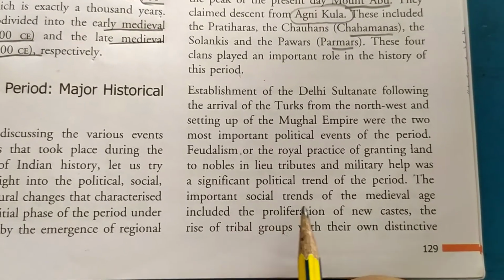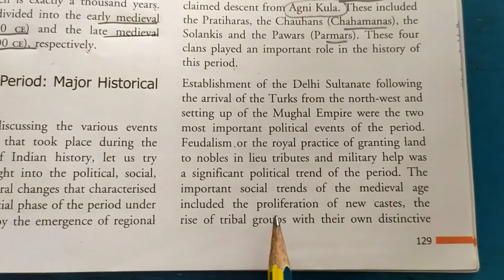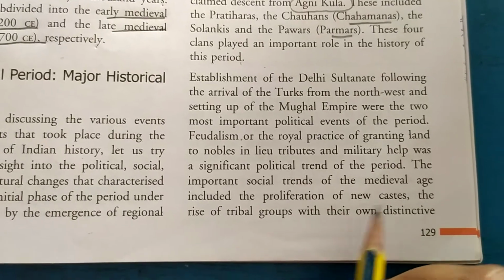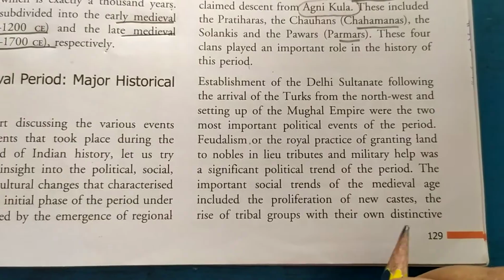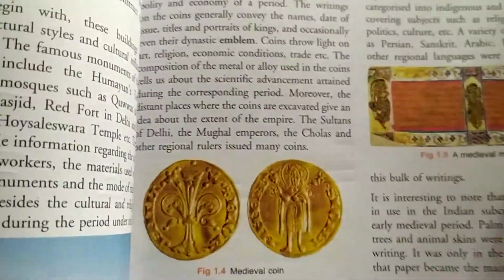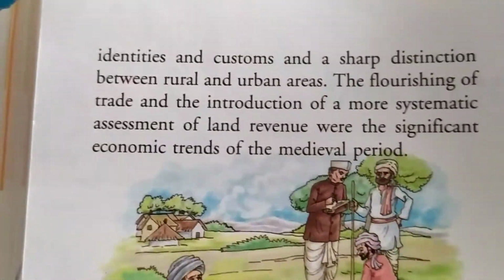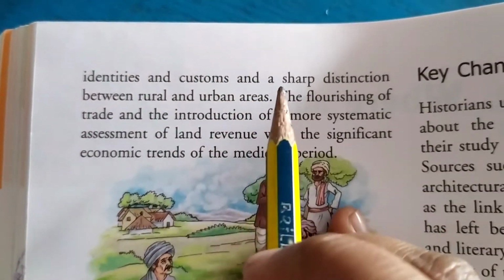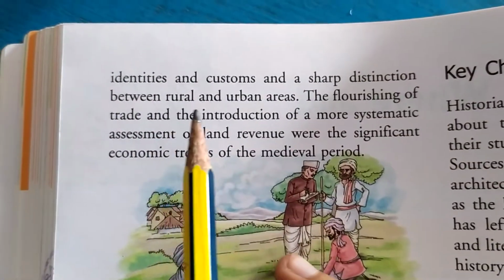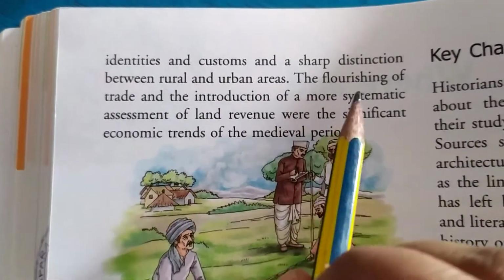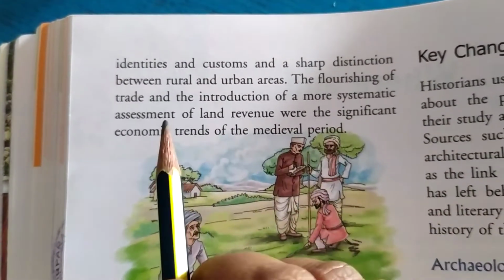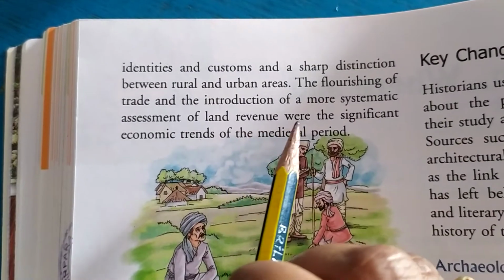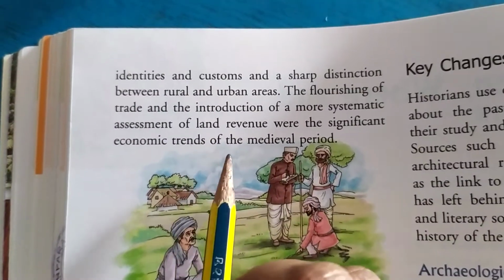The important social trends of the medieval age included the proliferation of new castes, the rise of tribal groups with their own distinctive identities and customs, and a sharp distinction between rural and urban areas. The flourishing of trade and the introduction of more systematic assessment of land revenue were the significant economic trends of the medieval period.